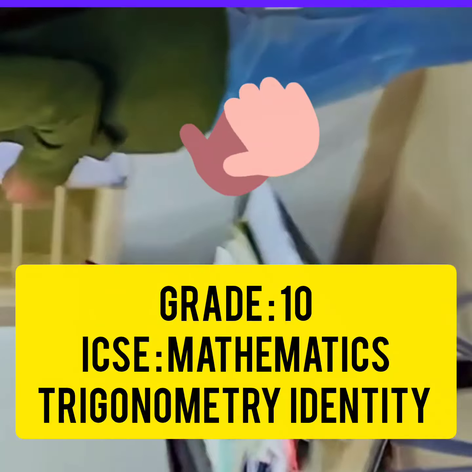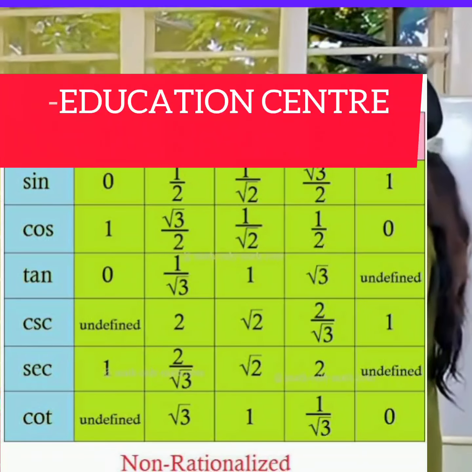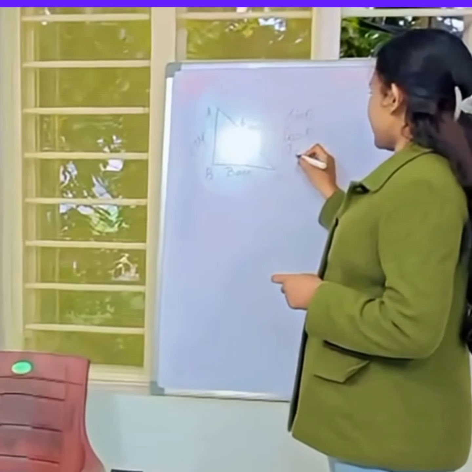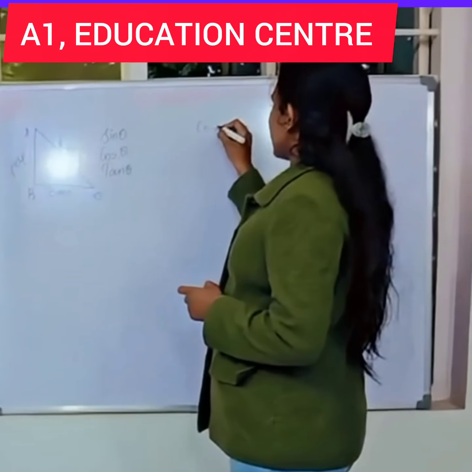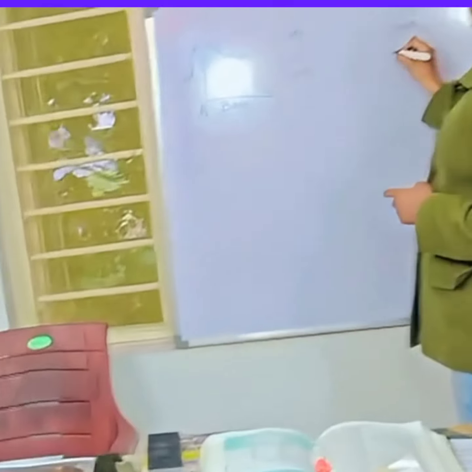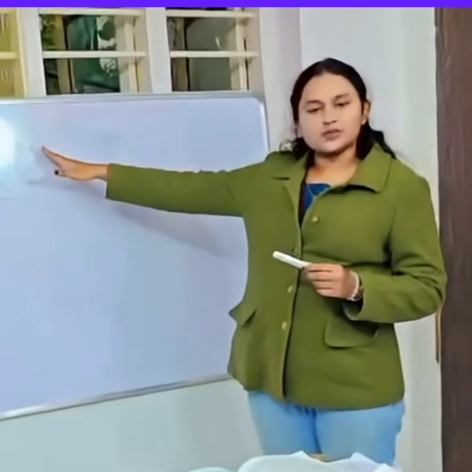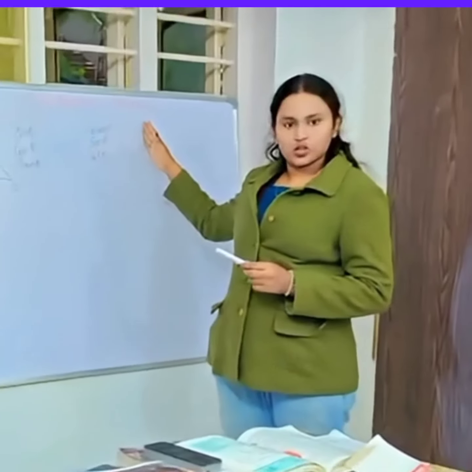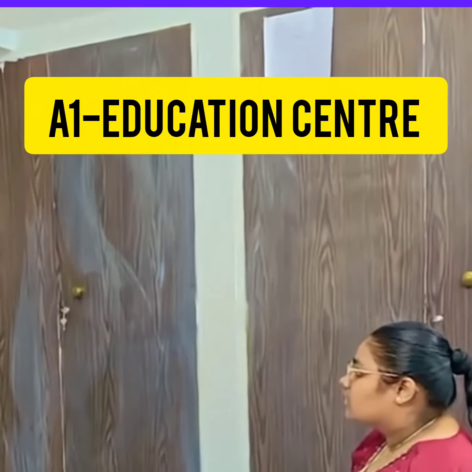In trigonometric identities, the basic things are sine, cos, tan. And then the other three you have are cosecant, secant, cot. Now from this you can tell the reciprocal of sine is cosecant. For cos it is secant. For tan it is cot.